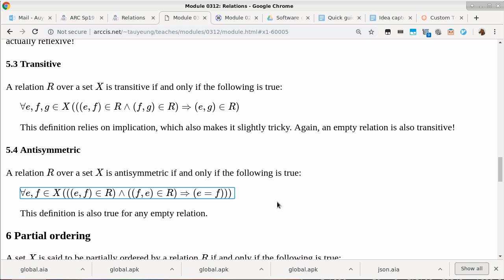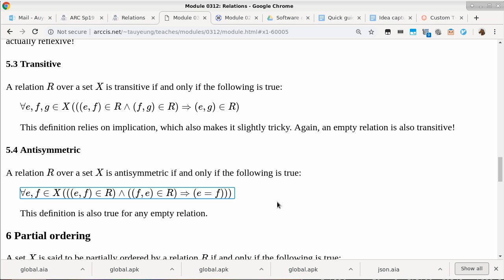Is that okay? So when you read the definition, it basically says choose values for E and F in any way you want, as long as the value is in the set X. If EF is in R and FE is also in R, then E and F must be the same. That's what it says, right? So this means the only way to make it false is for EF to be in R and FE to be in R, but E does not equal F. That makes it false. Is that okay? But for everything else, it's going to be true.